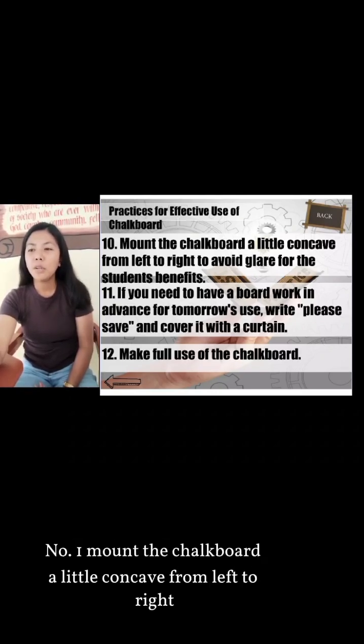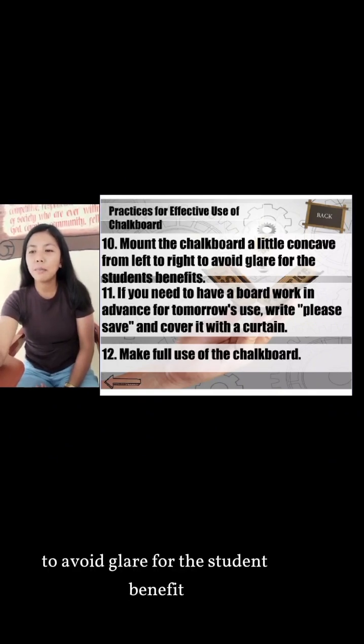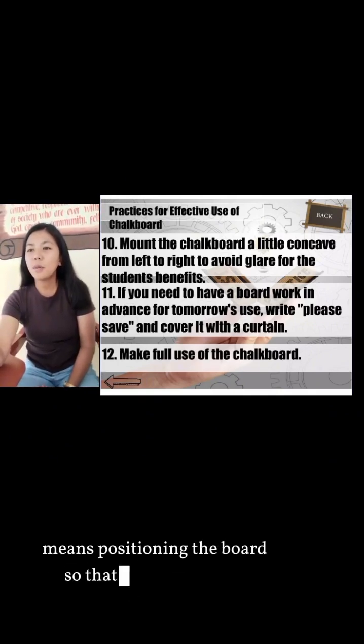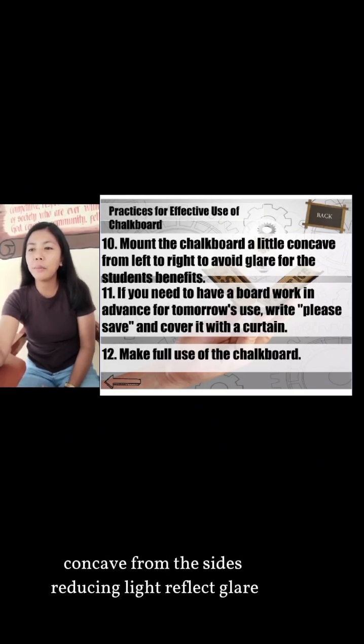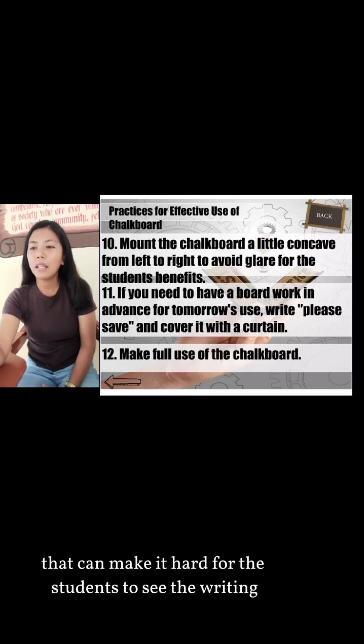These are the practices for effective use of the chalkboard. Number 1, mount the chalkboard a little concave from left to right to avoid glare for the students' benefit. This means positioning the board so that the curve is slightly inward, reducing light reflection and glare that can make it hard for the students to see the writing.